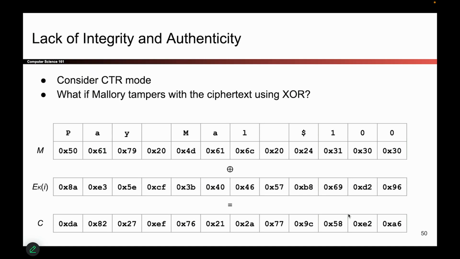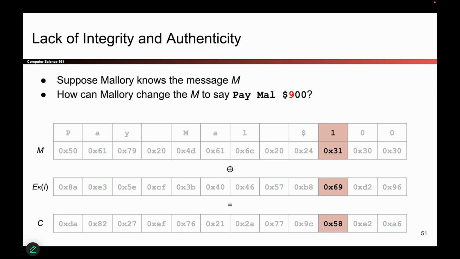Now the problem is, when this ciphertext is sent over the network, Mallory might be able to tamper with this ciphertext and cause Bob to decrypt to something different. That's something we have to deal with. So to give you one concrete example of what Mallory could do, we could consider a threat model where Mallory knows that the original message said this. So maybe somehow there was a leak or something, and Mallory knew that the original message said pay $100, but she wants the original message to say pay $900 instead.